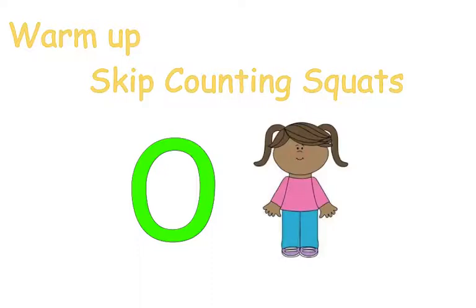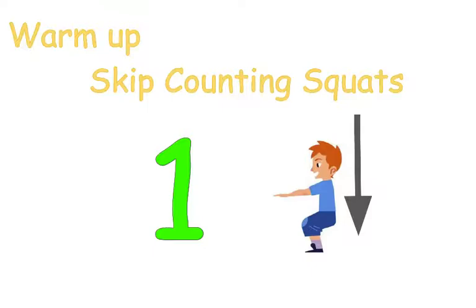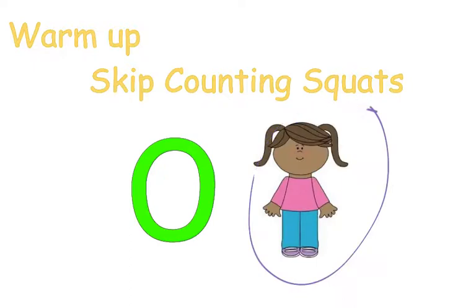So we're going to do what we call skip counting squats. So when we start, we're going to stand up. So everybody stand up. So for 0, we're going to stand up like this. And then for the next number, we're going to squat. Okay, and then you stand up and squat, stand up and squat, stand up and squat while we're counting, okay?